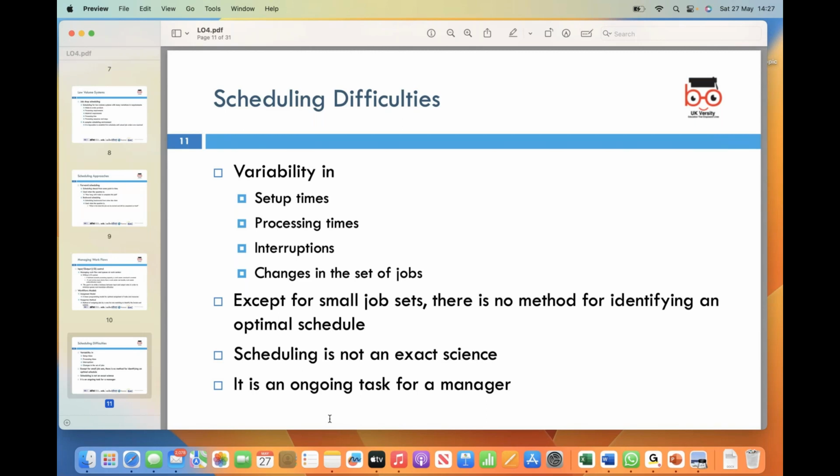Addressing the issue of setup times when it comes to scheduling, the times required to set up a particular task or operation can vary significantly. Some tasks may require extensive preparation and equipment configuration, while others may be relatively quick to set up. So this variability in setup times adds an element of uncertainty and makes it challenging to accurately predict how long it will take to complete a particular job.